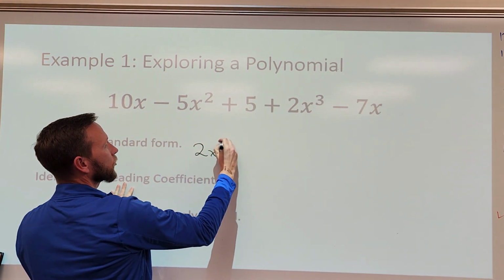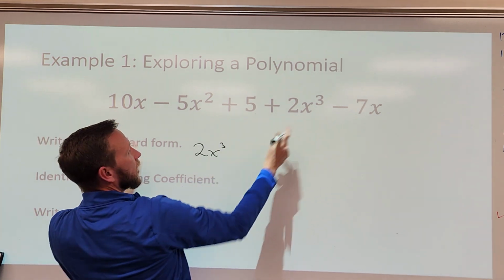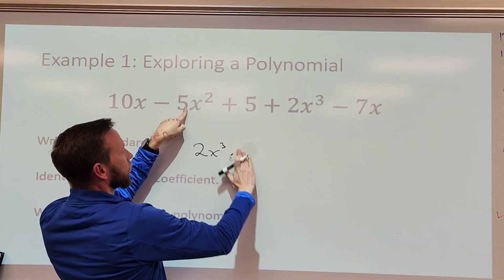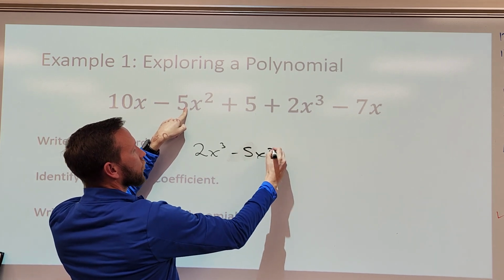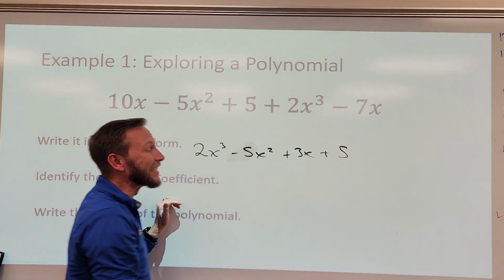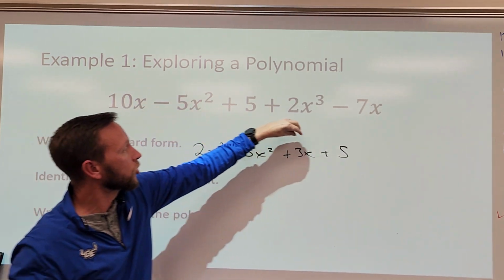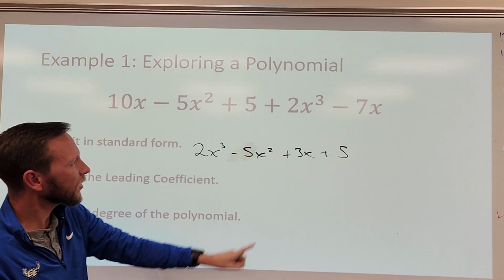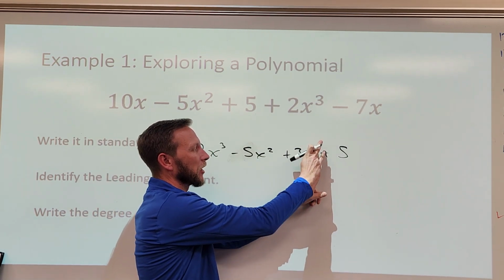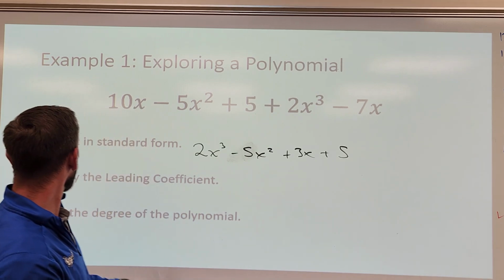It's going to be 2x cubed. I've got 10x's and negative 7x's makes a total of, whoops, that's x's. I need x squareds. Minus 5x squareds. Now I have my 3x's, and then I have 5. This is in descending order, degree 3, degree 2, degree 1, degree 0. All right, there's an invisible 1 here, right? Just like when we have a coefficient of 1, we don't write it. When we have an exponent of 1, we don't write it.